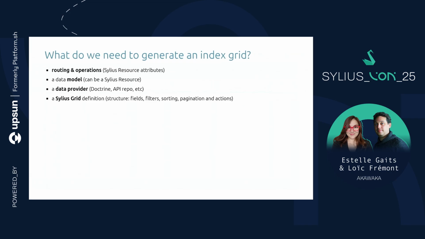I need 4 things. I need routing and operations, so that's going to be with a Sylius resource. I need a data model, that can be a Sylius resource, but it doesn't have to be. It actually can be any PHP class. I need a data provider, and like we're all used to Doctrine, but in our case, like I said, we're just going to use an API, no saving in the database. And a Sylius Grid, which is going to display how I want to display each field. Do I need some sorting, some filtering, pagination, and so on? That's what the grid does. That's the 4 things we need.